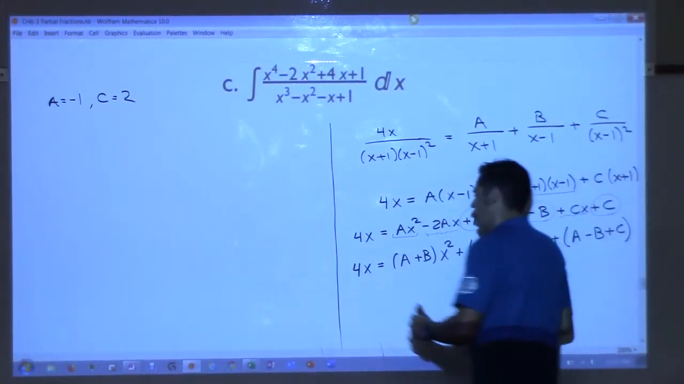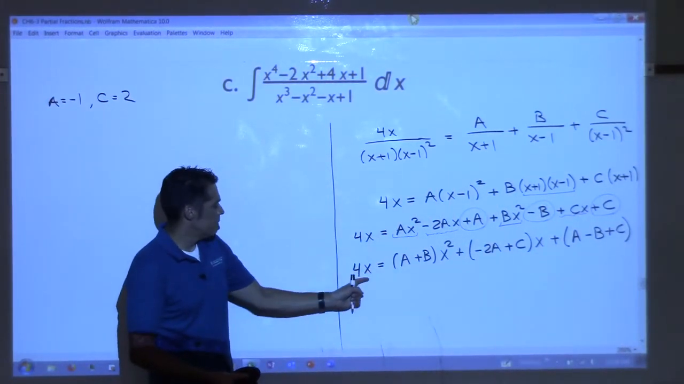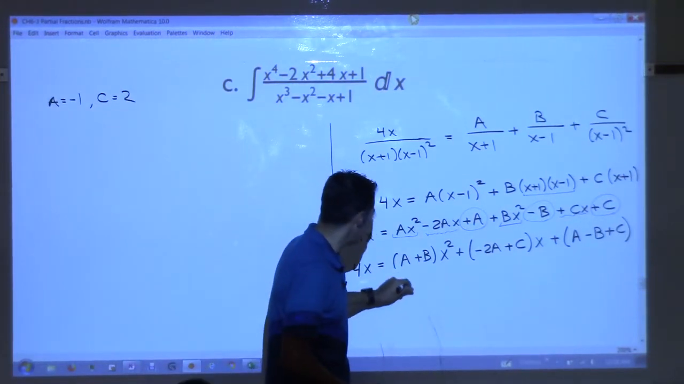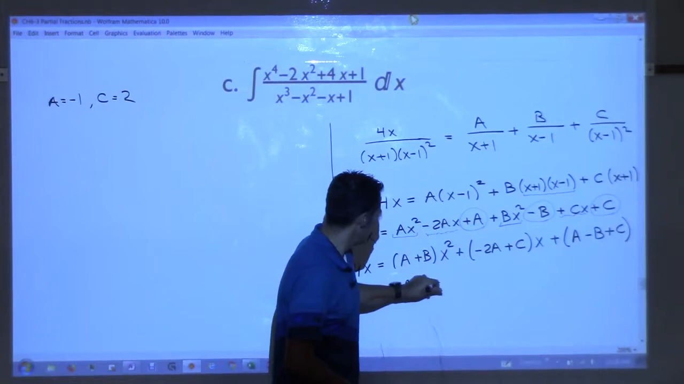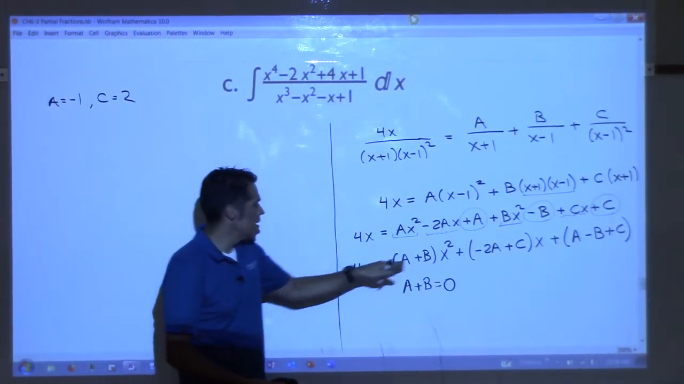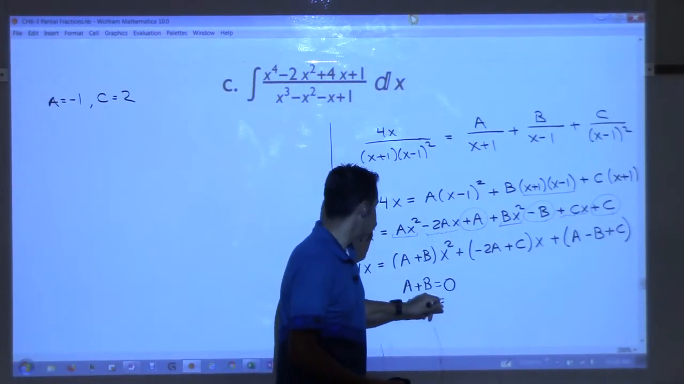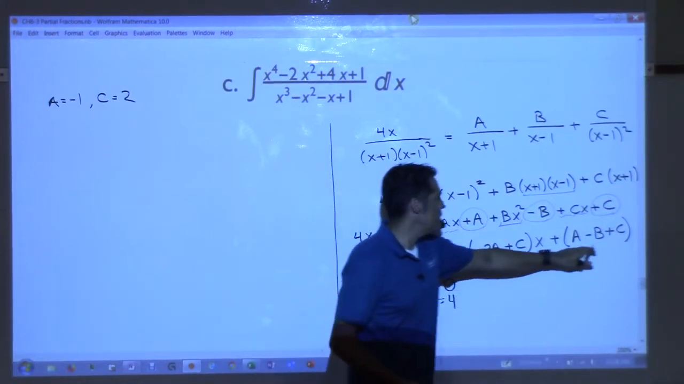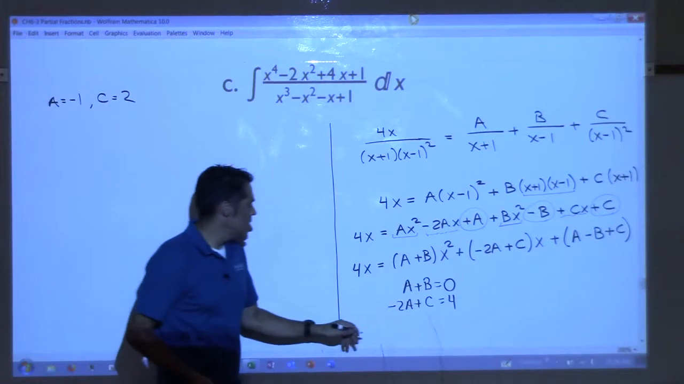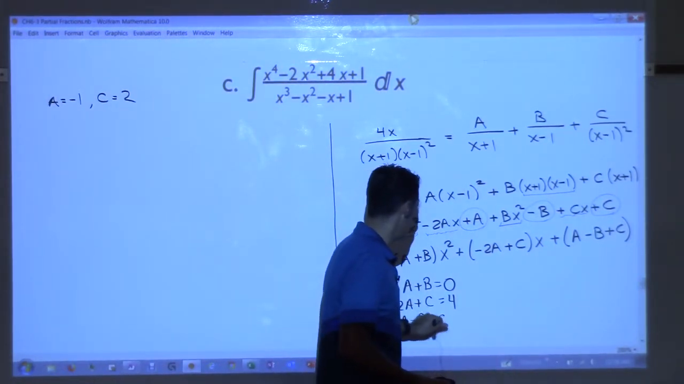So you have this side of the equation has to match that side, right? You'd have like 0x squared. I have no x squareds, right, so that means a plus b has to be 0. And then do I have any x's? Well, yeah, I have 4 of them, right? So negative 2a plus c must be 4. And then do we have any constants by themselves on this side? No, just 0, right? So I know that a minus b plus c must be 0.